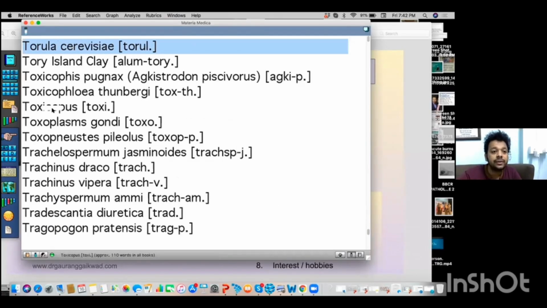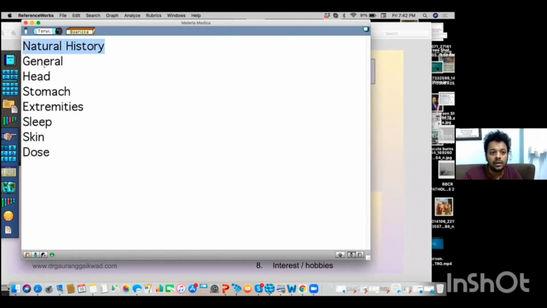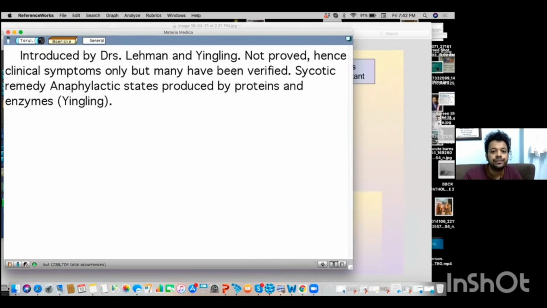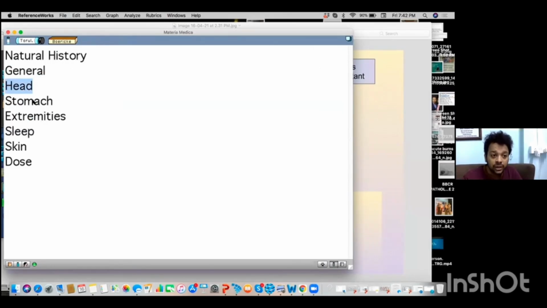One of the remedies that we use a lot is the remedy called torula. You can see torula here, and it's a very important remedy given by Yingling. Psychotic remedy, anaphylactic state produced by proteins and enzymes. When external proteins, external enzymes are reacting with internal harmony, the remedy could be torula. It's a beautiful remedy, especially in children's cases.